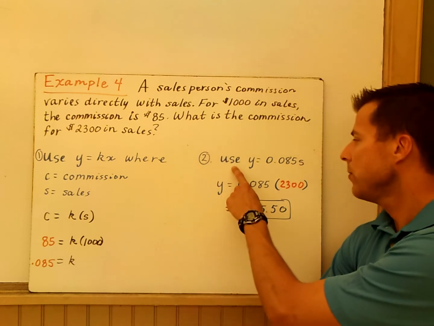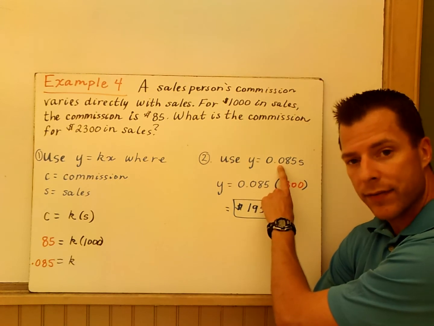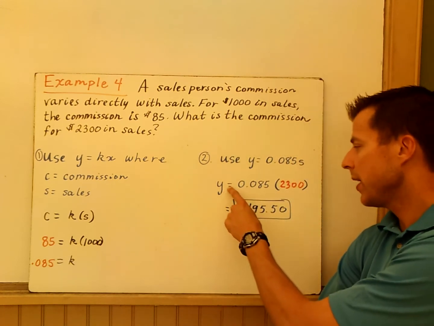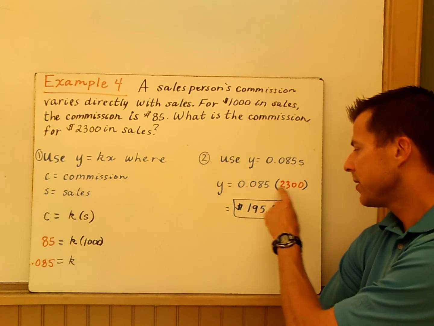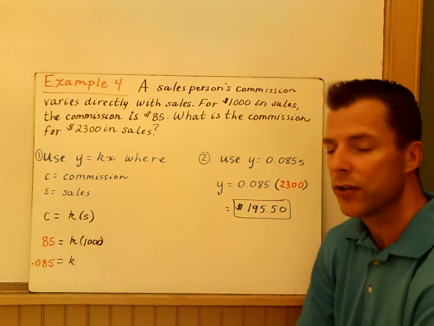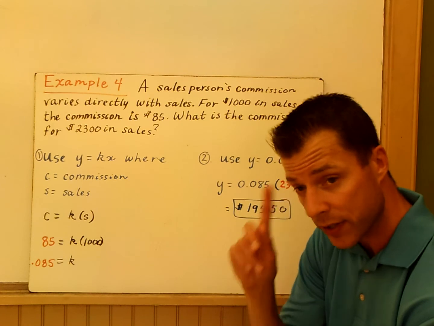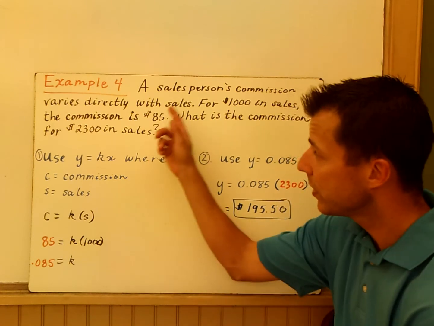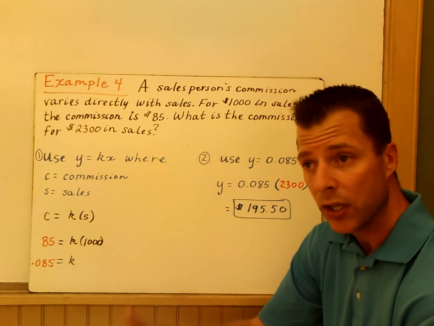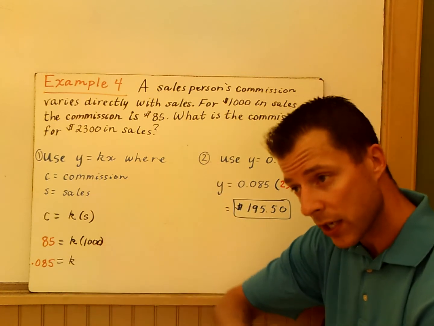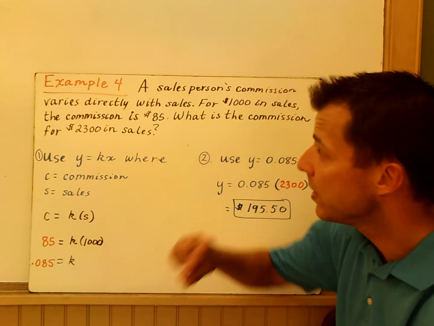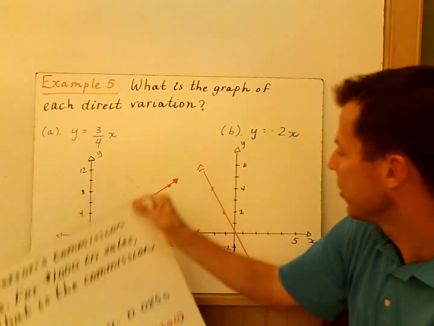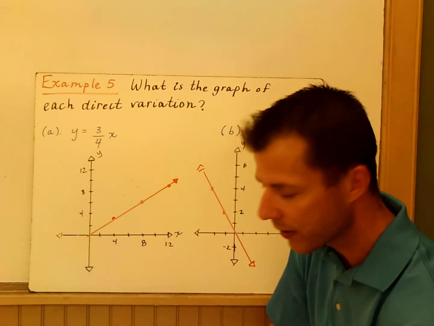Let's look at step 2. So now I'm going to use that constant of variation to figure out what I make on $2,300. So y equals 0.085 times 2,300, which is $195.50. So that's what I would make on $2,300 in sales. And that's with a direct variation, a constant progression up. It's an increase, okay?